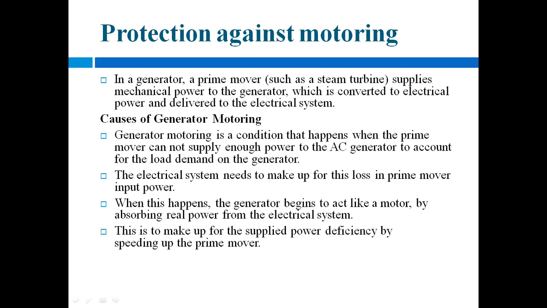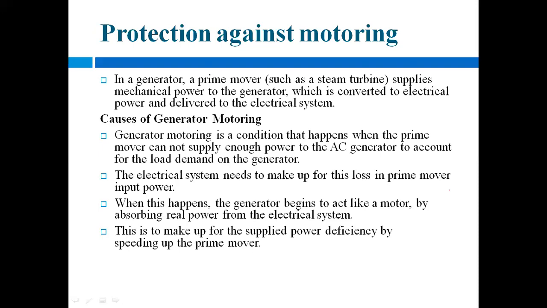So in a generator there is a prime mover. We know the prime mover is there, the excitation field is there, and the generator is supplying the grid system. When we consider the prime mover, which is a steam turbine, it supplies mechanical power to the generator. This mechanical power is converted into electrical power and delivered to the electrical system. So this is the generator. All of you already know what a generator does, right?